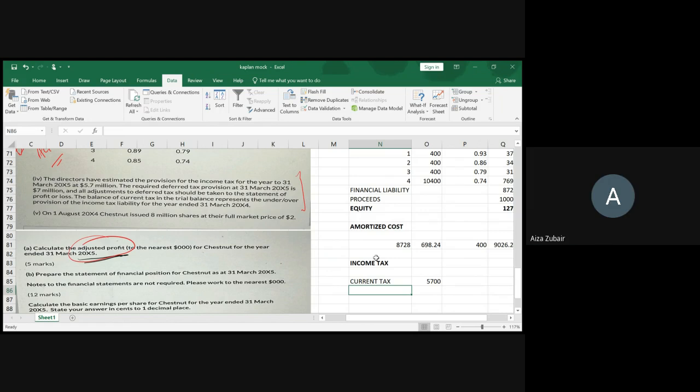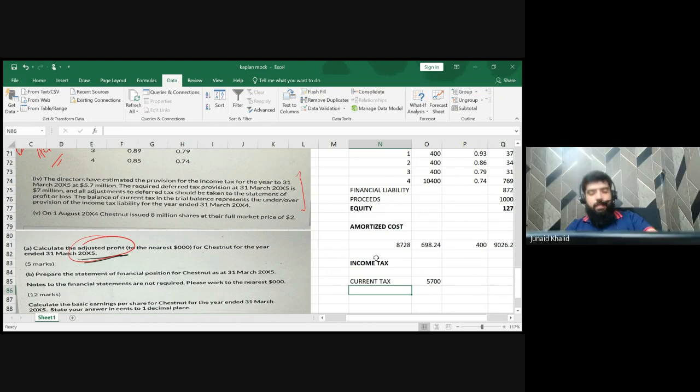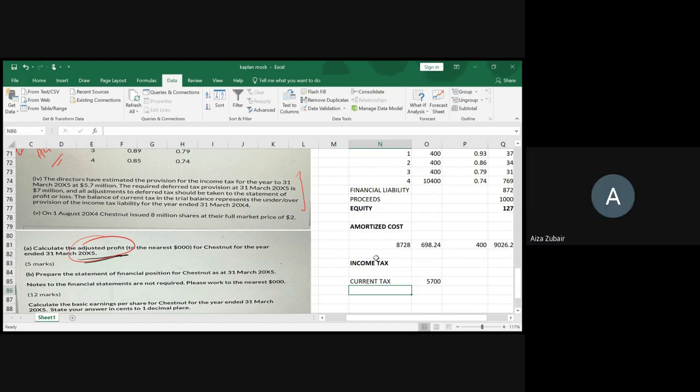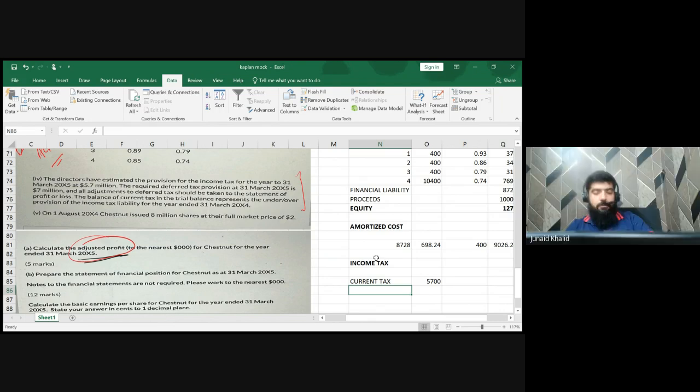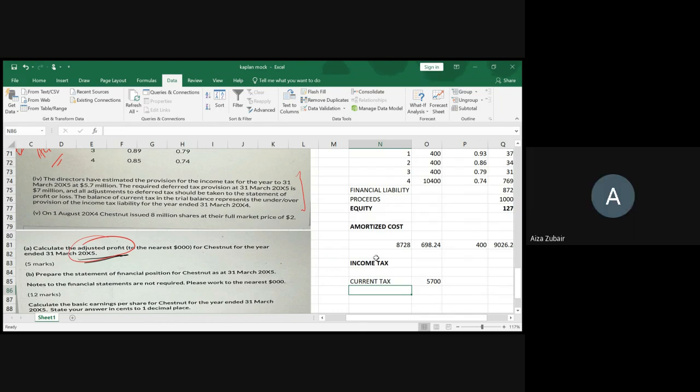The deferred tax. No doubt it's a deferred tax, but is it the deferred tax for the year? It's not for the year. We have to calculate it for the year. So what is that 7 million? That's the previous year's deferred tax.